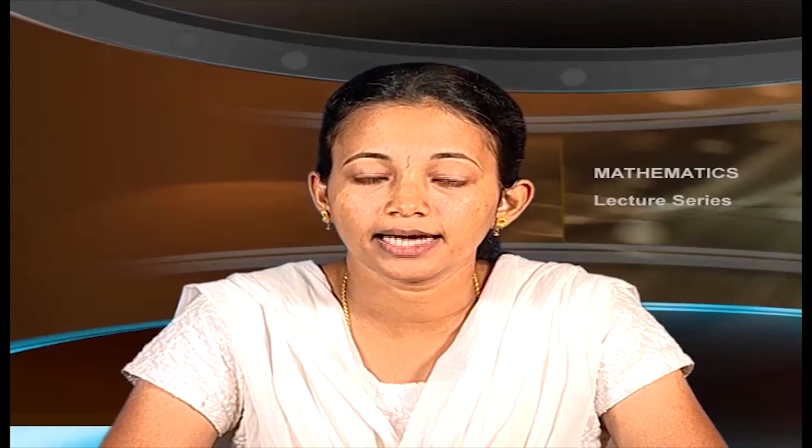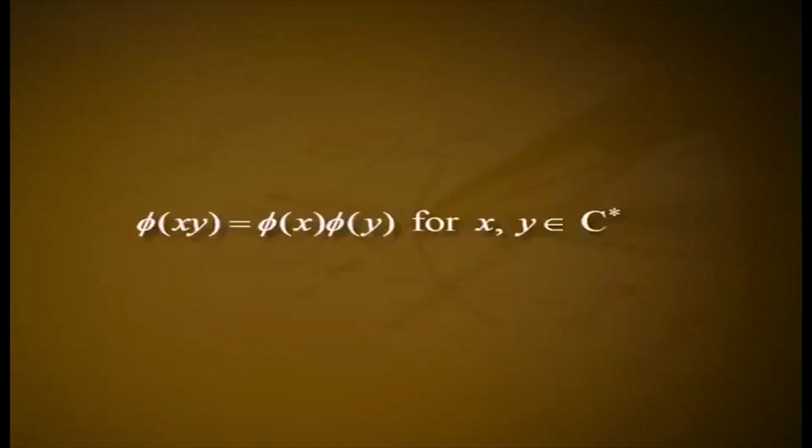Example 8. R star, the set of non-zero real numbers, is not isomorphic to C star, the set of non-zero complex numbers, when both are considered binary structures under usual multiplication. Solution. The argument is this. The equation x square is equal to a has a solution x in C star for every a in C star, but x square is equal to minus 1 has no solution in R star. Hence, there is no phi from C star to R star such that phi of xy is equal to phi of x into phi of y for x, y belongs to C star.